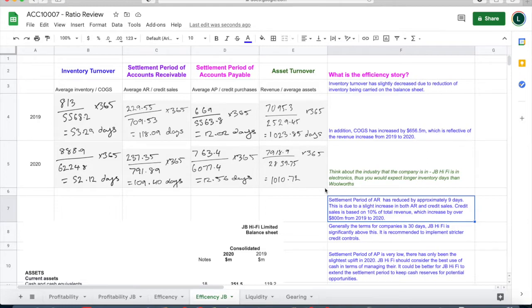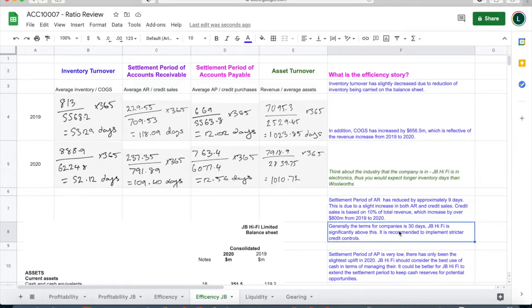Okay, so now let's have a look at settlement for accounts receivable. Again, I mentioned it's already a bit high. So what I've written here is it's already reduced by 9 days. That's great. This is due to a slight increase in both accounts receivable and credit sales. Credit sales is based on 10% of total revenue, which is an increase, so revenue has increased by over 800 million from 2019 to 2020. So we've got the increase there of our credit sales.